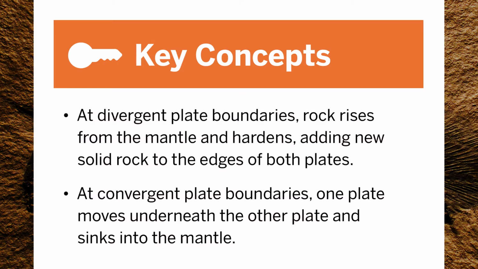As a quick reminder of what we've been talking about the last few days, remember that at divergent plate boundaries, rock rises from the mantle and hardens, adding solid rock to the edges of both plates. At convergent plate boundaries, one plate moves underneath the other plate and sinks into the mantle.